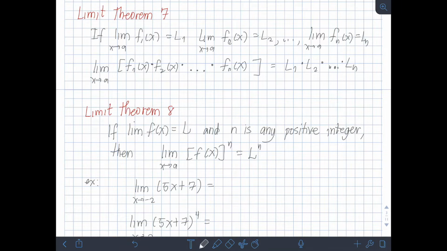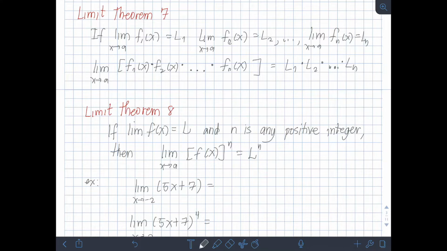So, if limit of f sub 1 of x as x approaches a is equal to L sub 1, limit of f sub 2 of x as x approaches a is equal to L sub 2, until limit of f sub n of x as x approaches a is equal to L sub n, then the limit of f sub 1 of x times f sub 2 of x times ... times f sub n of x as x approaches a is equal to L sub 1 times L sub 2 times until times L sub n. So, parang generalization lang din to ng limit theorem 6.